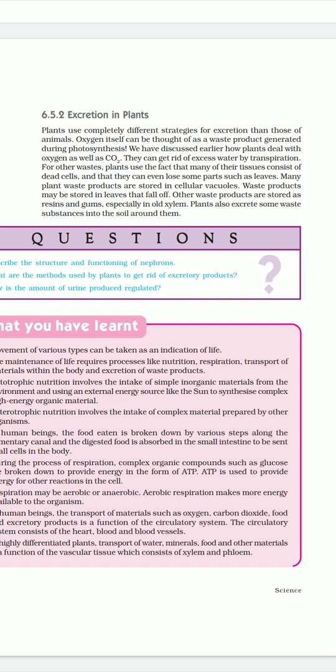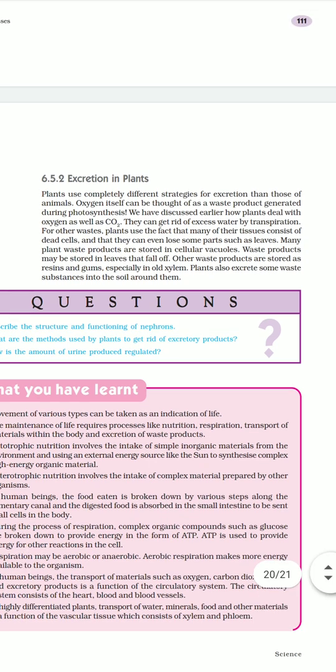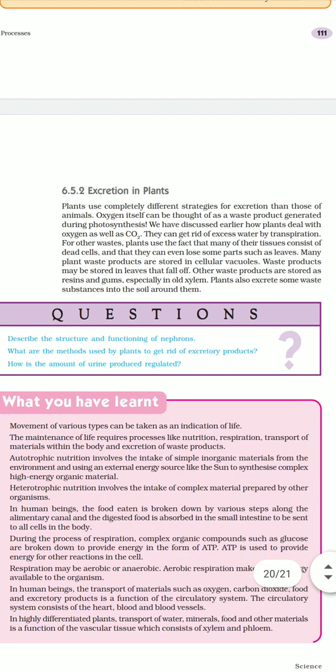Oxygen and carbon dioxide can be easily released from their body during different processes like respiration and photosynthesis. This is how plants also excrete some waste substances into the soil around them. So these are all the ways by which plants get rid of waste products from their body. Simply, you have to write it in a short paragraph if it is asked in the exams.